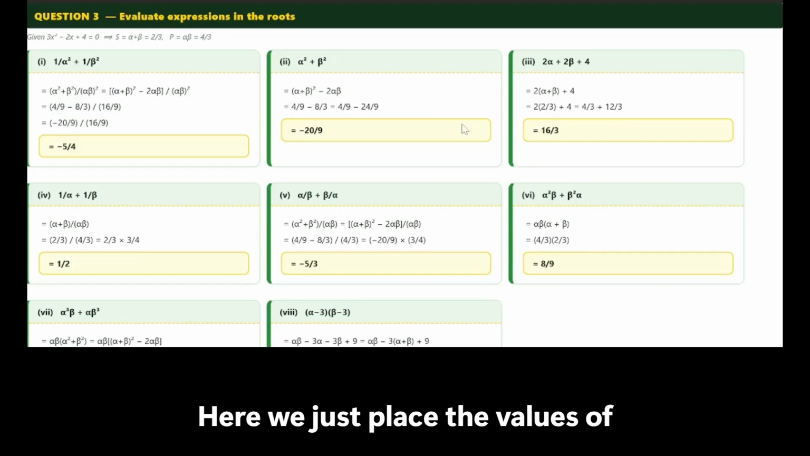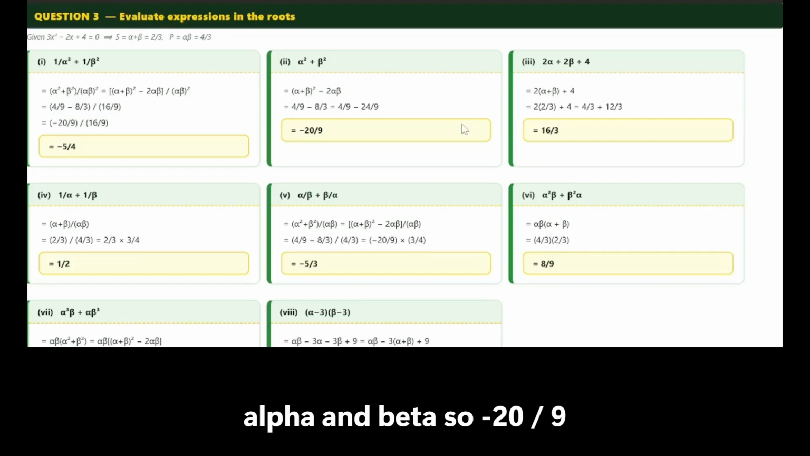Here we just place the values of alpha and beta. So minus 20 over 9 divided by 16 over 9, our answer is minus 5 over 4.